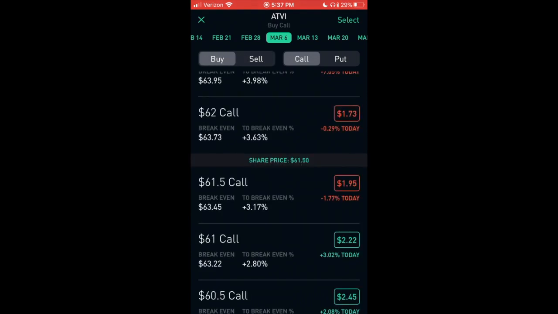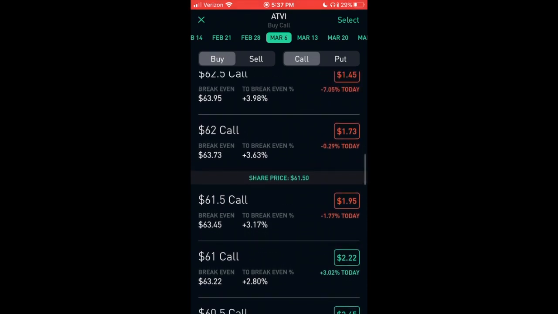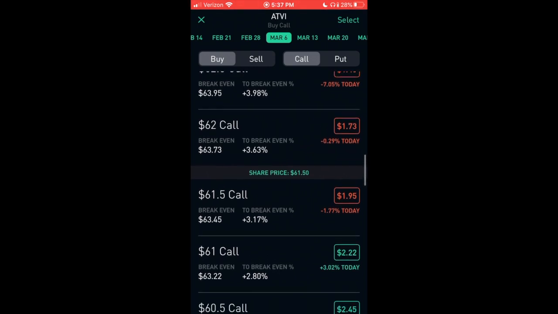So we're going to start out with buying a call. So buying a call, again, all of the profits here are based on the underlying stock. So the underlying stock here is Activision ATVI. In the middle of your screen, you'll see share price at $61.50. So this is current. Again, price has changed. Today is Sunday while I'm doing this video, so the market's closed. What we're going to look at here is the second one down from the share price here in the middle. So the $61 call option.